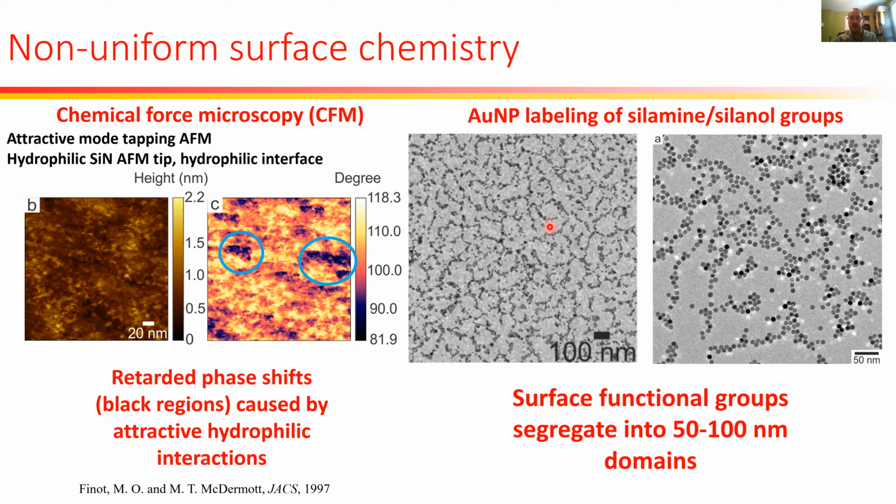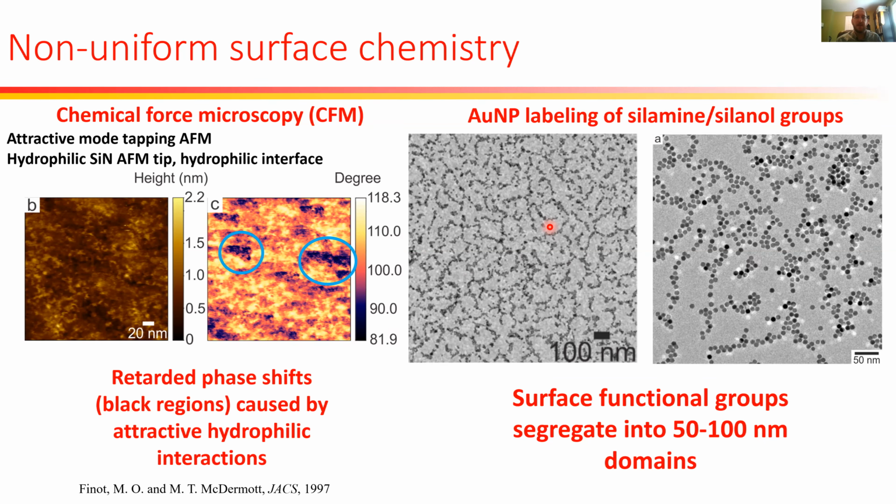From this, we can conclude that the surface functional groups segregate into domains on the order of 50 to 100 nanometers, which is similar to the size scale of what we see in our nucleation induction maps. And so we conclude that it really is this non-uniform interfacial chemistry which is causing the nucleation phenomenon we observe.